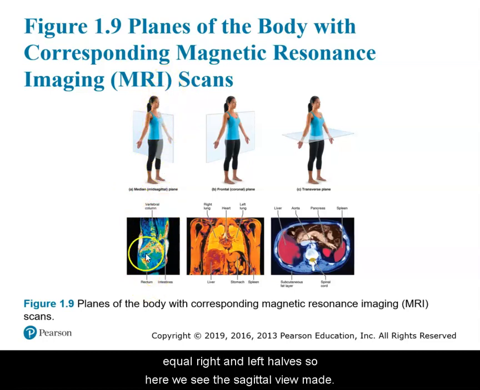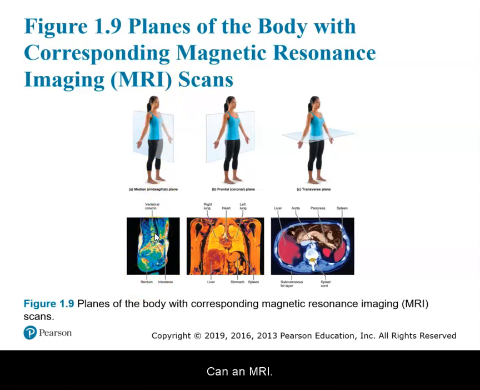So here we see the sagittal view made in an MRI. We can see structures on the left side of the patient in that sagittal plane. The next is our frontal or coronal plane. We can see on the MRI a frontal or coronal cut or section showing us some of the inner organs within the thoracic cavity, as well as a little bit of the abdominal cavity.